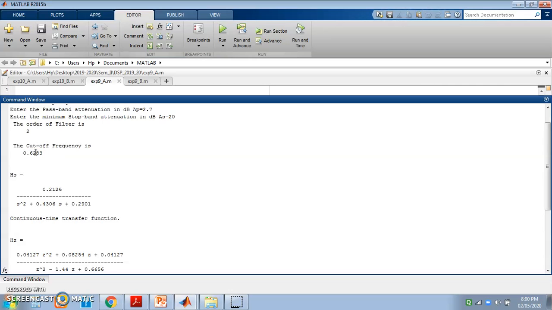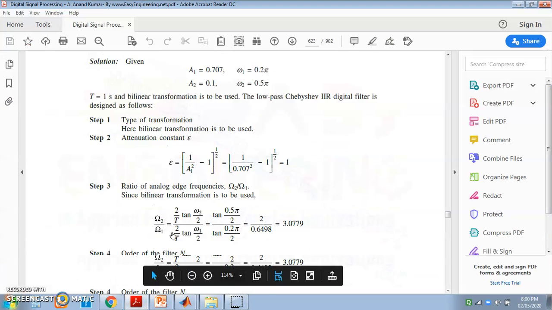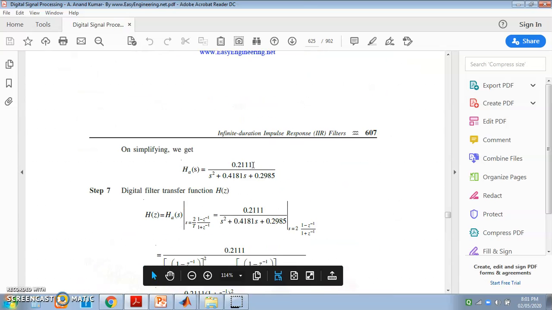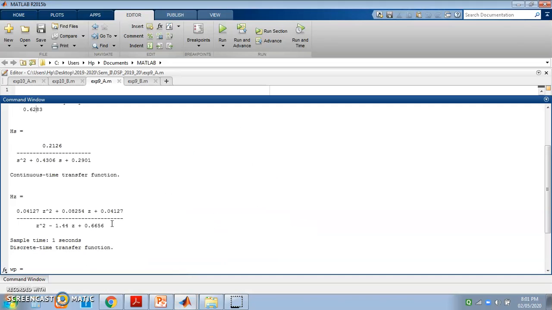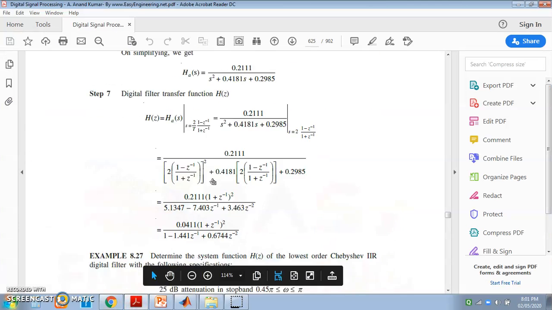So for these two specification, my Chebyshev type 1 filter will have the transfer function that is 0.2126 divided by s square plus 0.4306 s plus 0.2901. So this HA of s is nothing but the transfer function of the another filter that we are getting at this point, that is HA of s is equal to 0.211 divided by s square plus 0.4181 s plus 0.2985. So if I observe the MATLAB solution, this transfer function is near about the HA of s that we are having in analytical form.